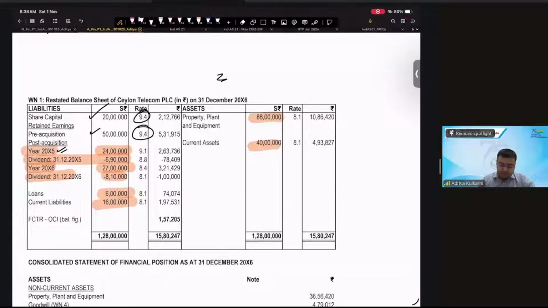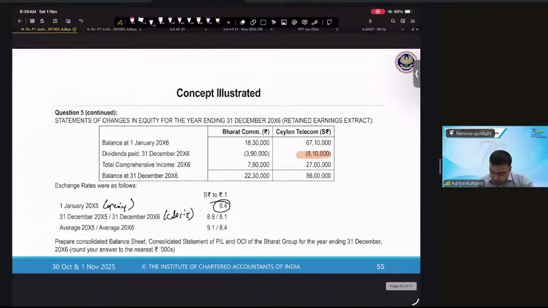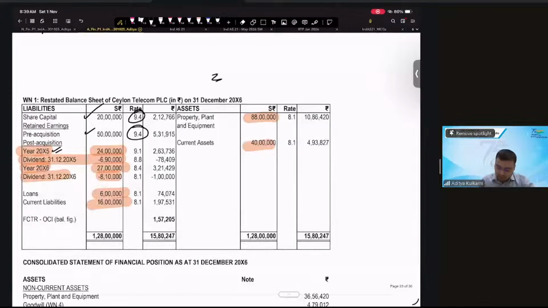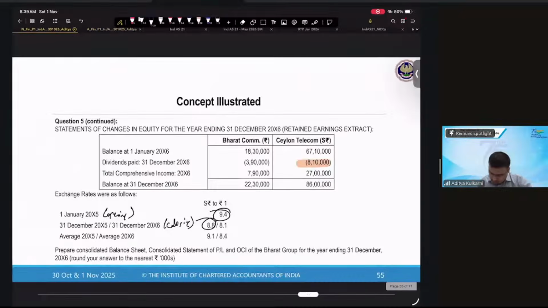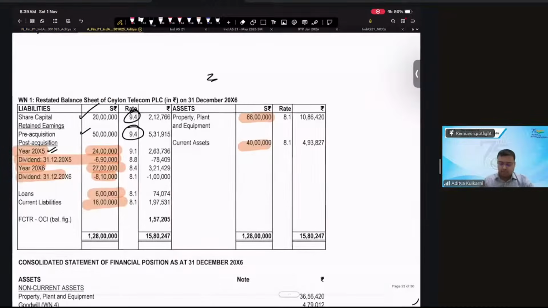Yes, average rate of 20x5, that is 8.8. Sorry, not 8.8, average rate 9.1. Okay. So, 24 lakhs divided by 9.1. Any doubts so far? No doubts. Okay. Next.